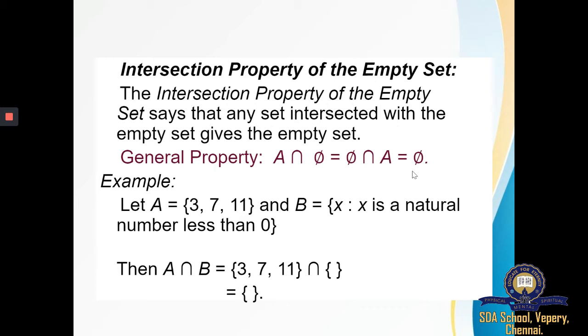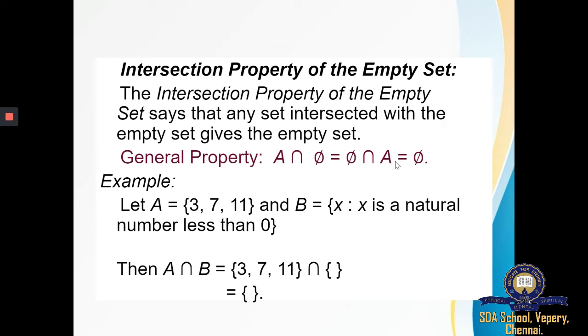What does it state? It states that any set intersected with the empty set gives you the empty set itself, which means if you do the intersection of A, where A is any set, A intersection the null set or null set intersection A will give you back the null set itself.